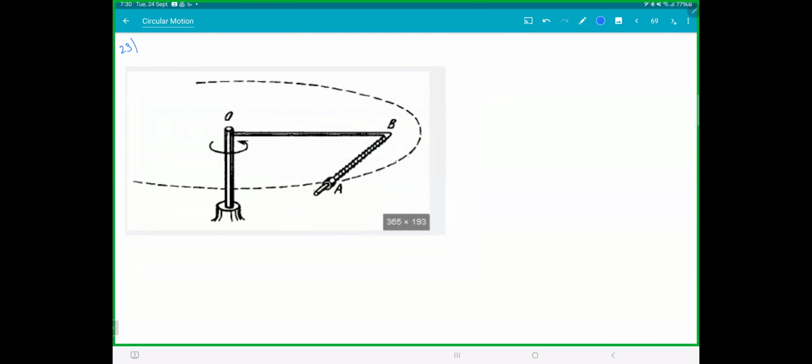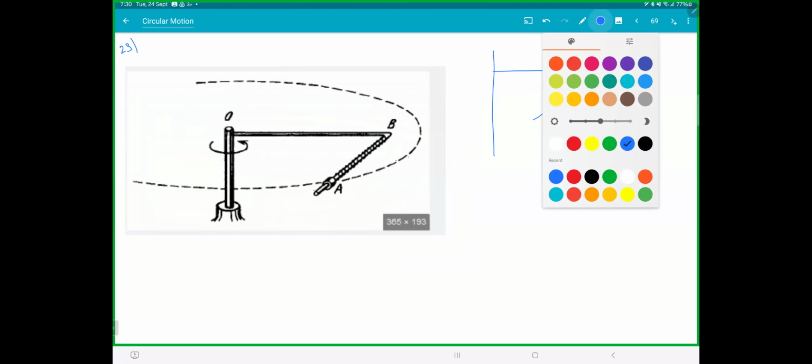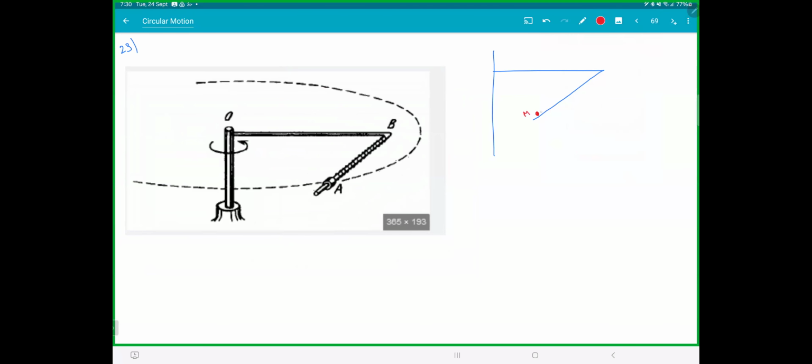So we have a rod like this, and we have a spring here. Let me show this. There is an L-shaped rod here. You attach a mass M here like this with a spring. I hope you're getting the diagram. This is O, this is B, and this is A. So that mass is A. This is length L, this is length L, and this angle is 90 degrees. So angle OBA is 90 degrees.